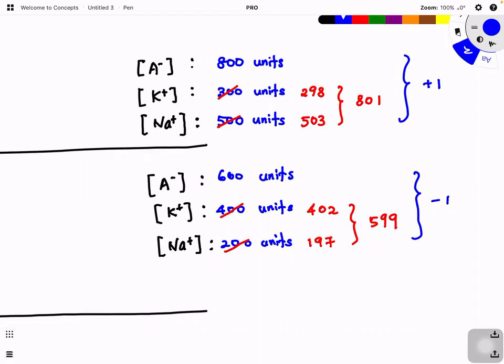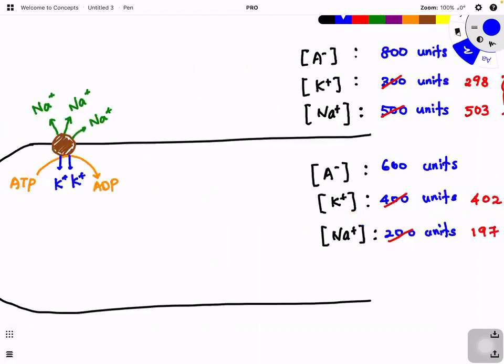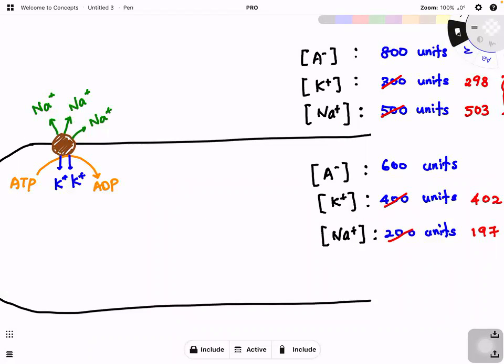How about the second mechanism? For the second mechanism, the neuron is actually more permeable to the potassium ions compared to the sodium ions. So let us look at this.